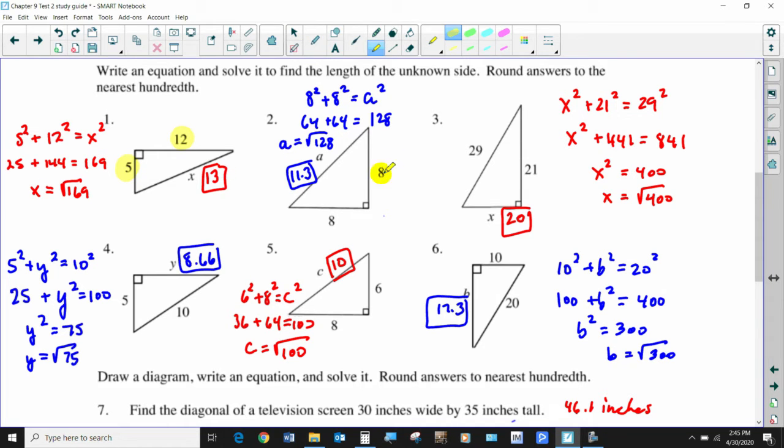Okay? Here, once again, you've got two legs. So a squared plus b squared is going to be 64 plus 64 is 128. So the square root of 128 is going to give you this measure here. That's 11.3.